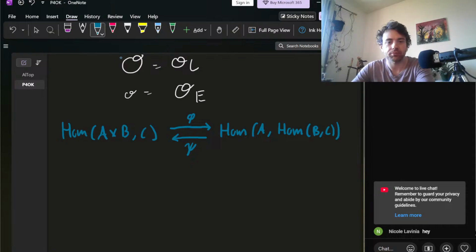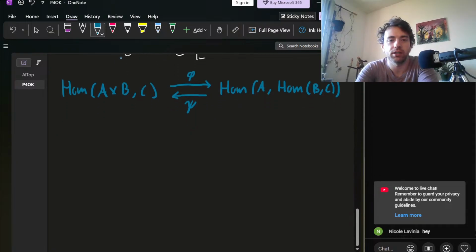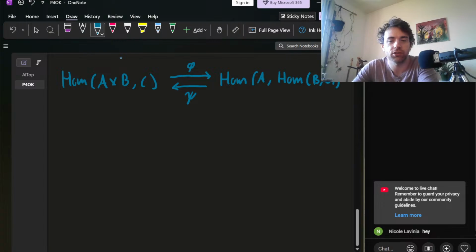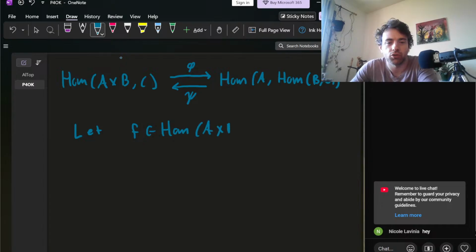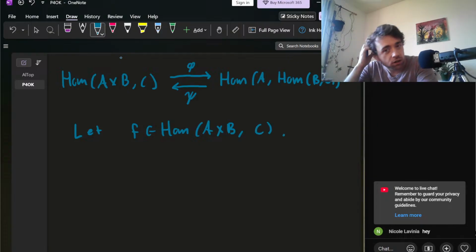So how do we do this rigorously? Well, first we need to define both of these functions. So let f be a function which goes from the Cartesian product of A and B into C. Then we need to, what do we need to do?